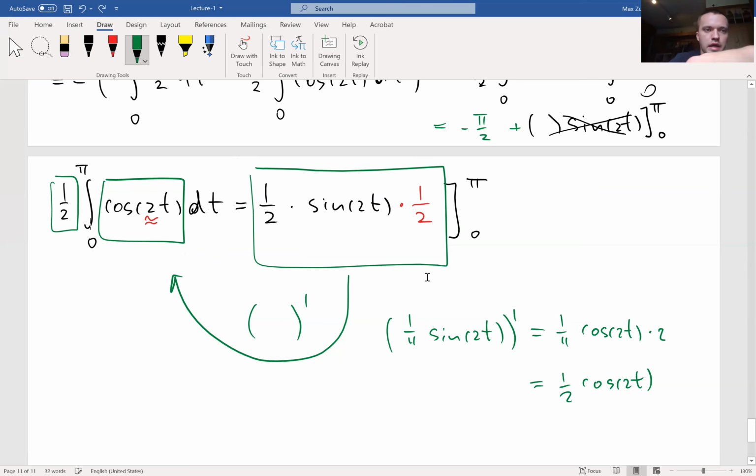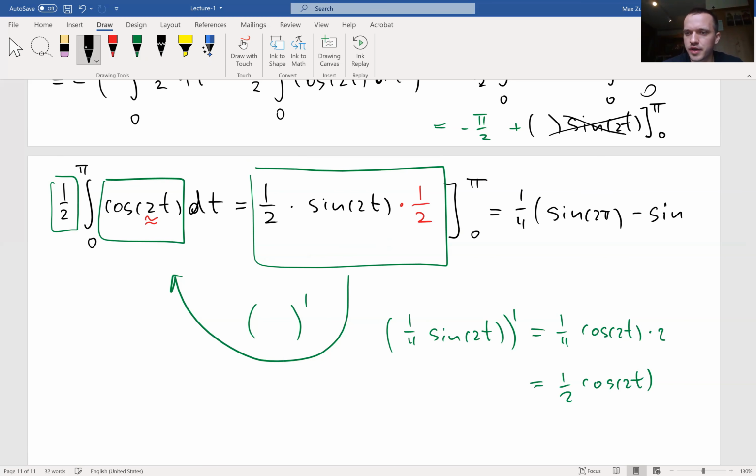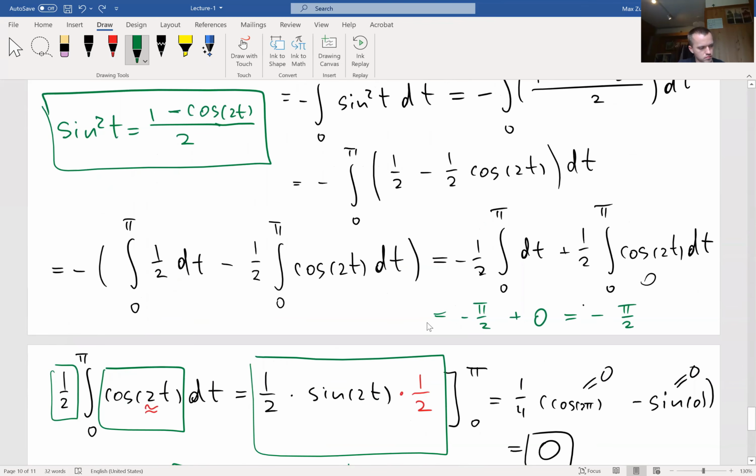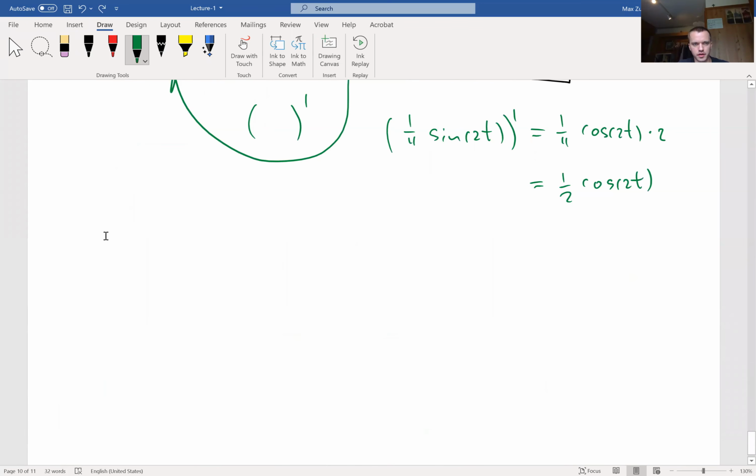Okay. And if I finish the computation, I'm going to have 1/4 of sine at 2 pi minus sine at 0, because I just literally plugged in t inside. But sine of 2 pi is equal to 0 and sine of 0 is 0. So that is going to be equal to 0. So that's why the answer over here is just 0. This was about finding the area. And then let's do the fourth one.